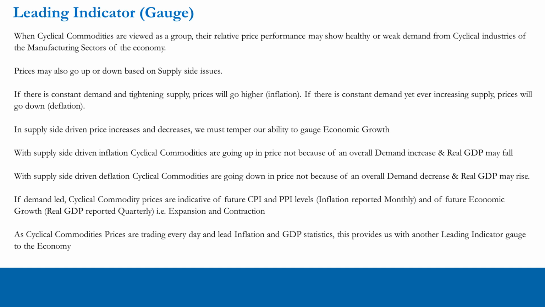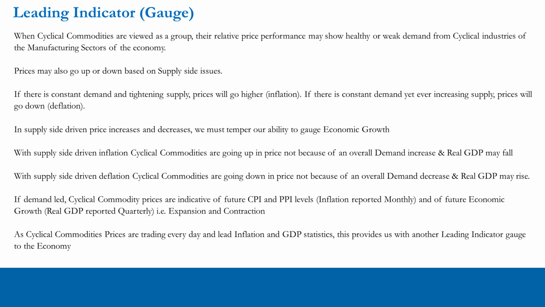So basically, with supply-side driven inflation, cyclical commodities are going up in price, not because of an overall demand increase. And in that situation, real GDP may actually fall because demand is constant. And in this particular cyclical commodity, we have a supply situation occurring, okay? We have a supply issue that's causing the price to go up and demand is constant. So in the future, the read across into real GDP is a small read across.